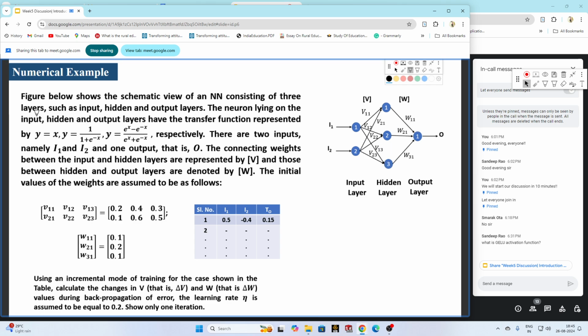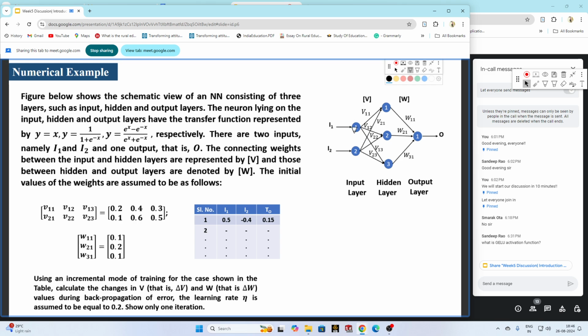This is the input layer, in between there is a hidden layer, and there is an output layer. The neurons lying on the input, hidden and output layers have a transfer function, or transformation function, or activation function, anything you can call it. The transfer function is represented by y equals x. So in this layer your activation function will be y equals x. In this layer your activation function will be y equals 1 by 1 plus e to the power minus x, that is the sigmoid function. In this layer you will have your activation function y equals e to the power x minus e to the power minus x, divided by e to the power x plus e to the power minus x.